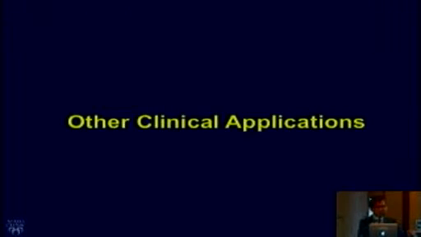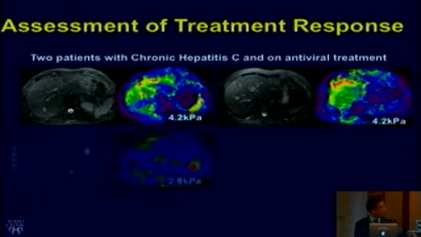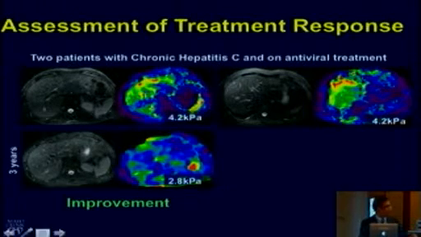So other clinical applications which we are now seeing at the Mayo Clinic: one is to assess treatment response. We started MR elastography in 2006 at the Mayo Clinic, and now we are seeing patients coming back as a follow-up. These are two patients with chronic hepatitis C, both having similar liver stiffness of 4.2 kilopascals, which would be, by using our classification system, at least stage 3 fibrosis. Both were on antiviral treatment. This patient comes back 3 years later. His stiffness has improved to 2.8 kilopascals.